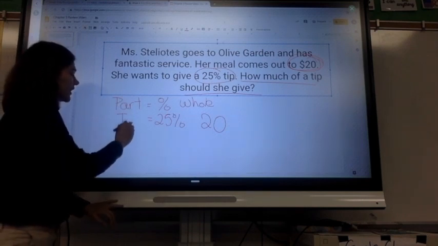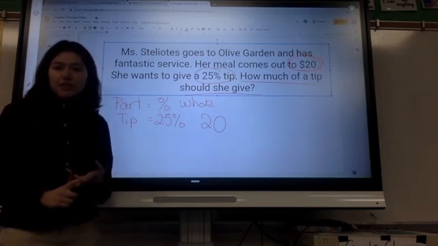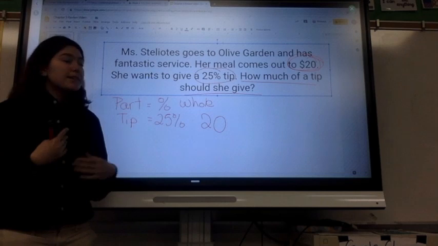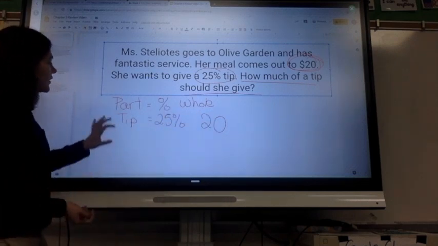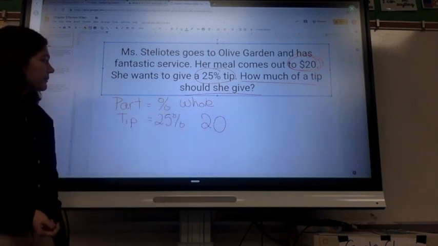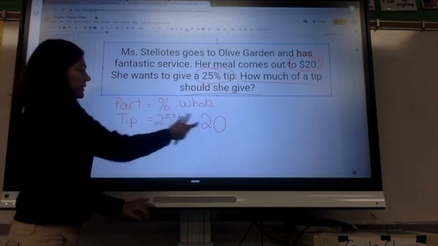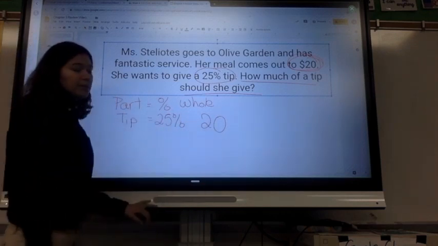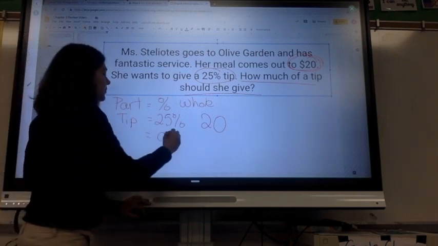We're always going to find the amount of a tip, the amount of a tax, the amount of a commission, anything like that. When it's percent times something, that's going to give us our part piece. So our tip is 25% of multiplication times 20. Whenever we're trying to find the part, we just multiply the numbers because that's what it's set up for us. The tip is equal to 25% times 20. So 25% is 0.25.